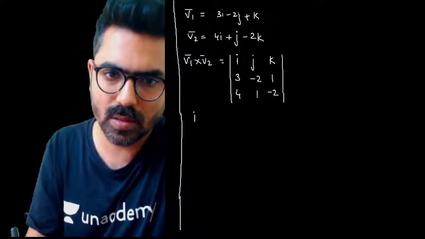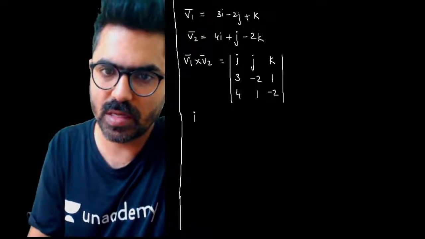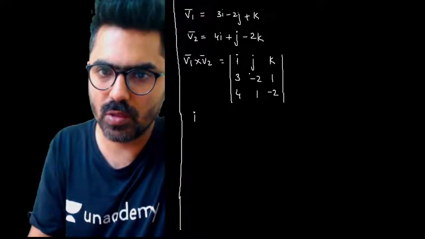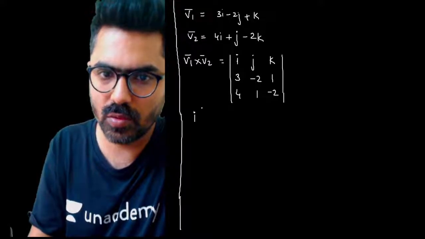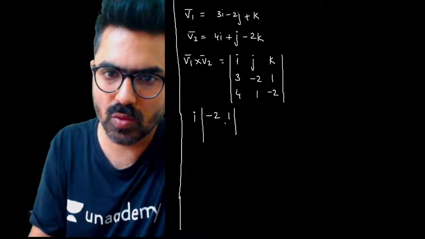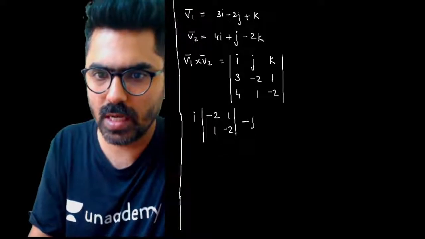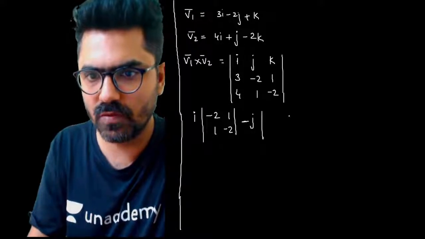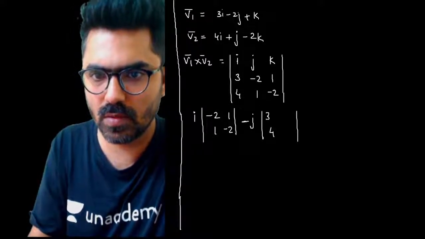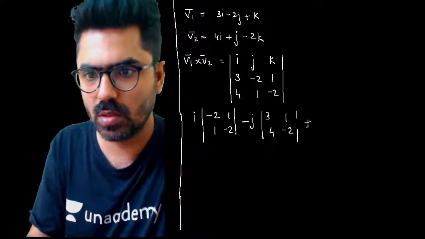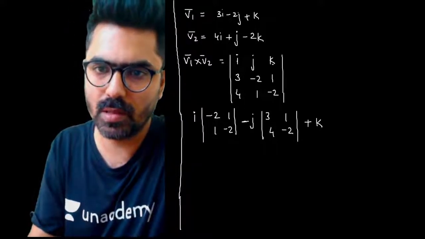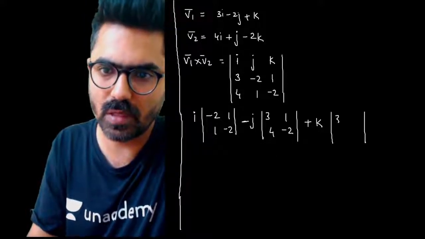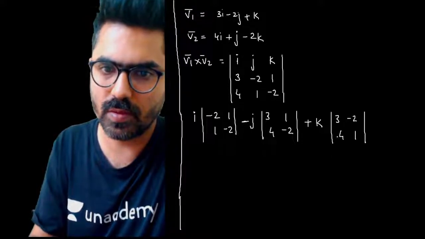How to solve it? See, first write the i. And then don't look at the row and the column of i. Okay, you have these 4 numbers left. i into this entire part. Which part? Minus 2, 1, 1, minus 2. Then write negative j. And now don't look at the row and column of j. So you have these 4 numbers left. 3, 4, 1, minus 2. Then write plus k, the third element. Now don't look at the row and column of this element. You'll get 4 elements left. 3, minus 2, 4, 1.